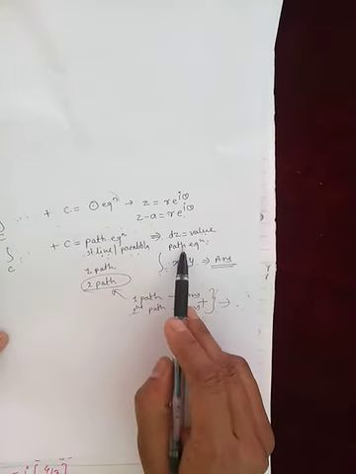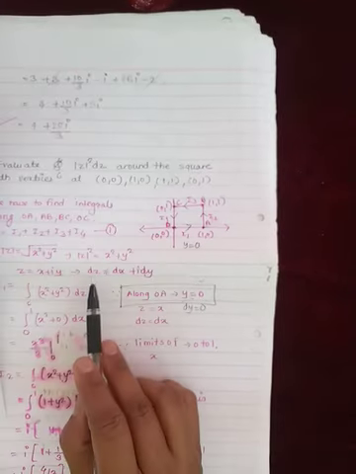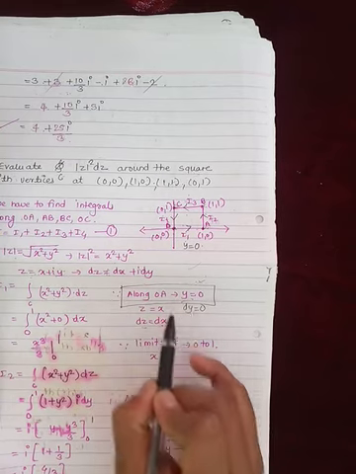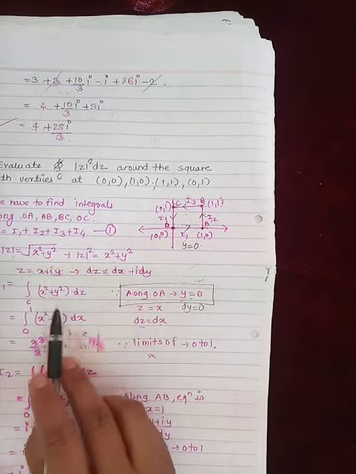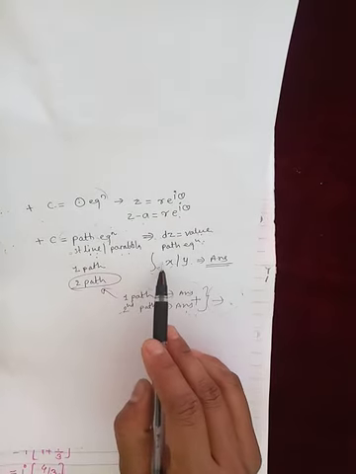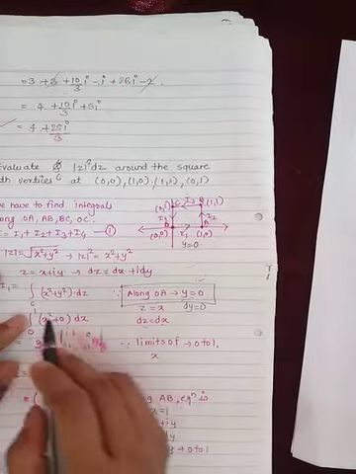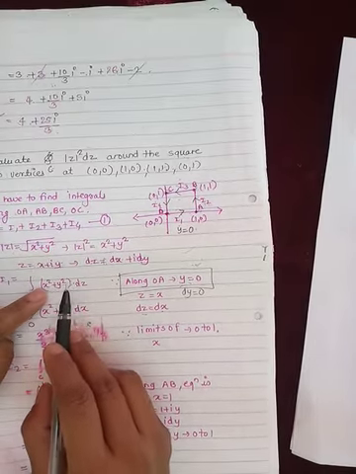Now again, we get the path equation y equal to 0, then the dz value. dz is dx, because the dy value is 0 from this path equation. So dz equal to dx, and then convert this whole integration function in the form of the x variable or y variable. So here we have two variables, x square, y square. So convert the whole integration into one variable.